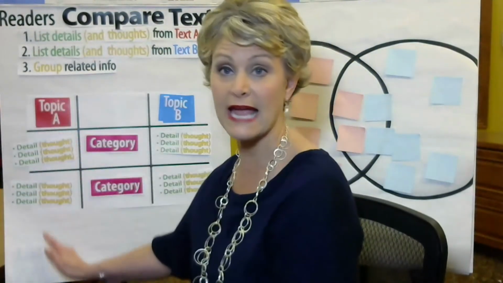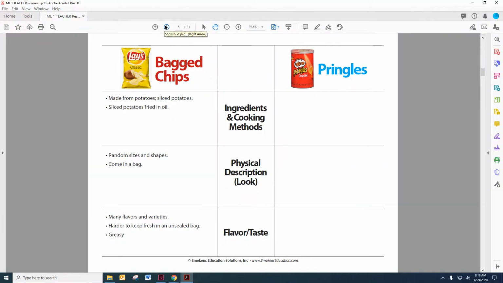All right, so now I go after just text or topic A. I do that first. Bag chips for those categories. And I might say things like, I know bag chips are made from potatoes, okay, real potatoes, sliced, dropped in oil. They come in different sizes and shapes. They come in a bag.